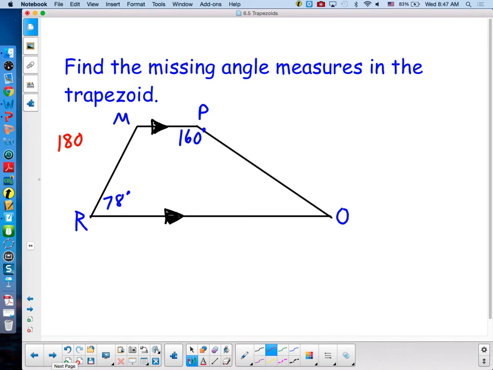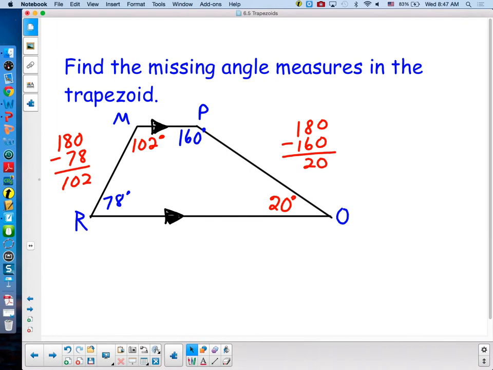Angle M and angle R are supplementary. So that angle is 102 degrees. Angle P and angle O are supplementary. So angle O is 20 degrees. Might not exactly look like 20 degrees, but we're using the numbers that I put up there. Again, all four angles will add up to 360.